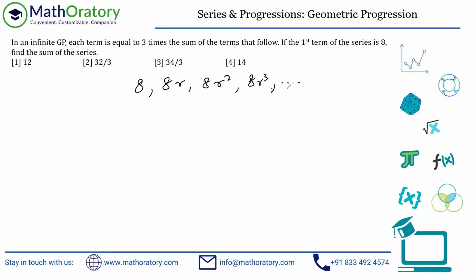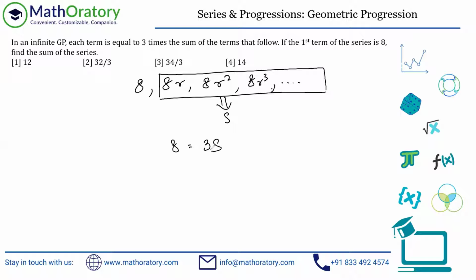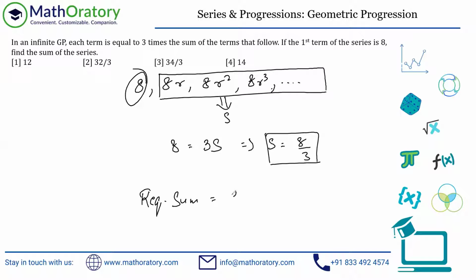Now, what we know is, if I add all of these, let's say I get a sum of S. So 8 is equal to 3S. This is what we have, right? Because 8 is equal to 3 times the sum of the rest of the terms. So this implies that S is equal to 8 by 3. Now the question is looking for the sum of all the terms, which includes this 8 as well. So the required sum is basically 8 plus this S, because that is the sum of the rest of the terms.